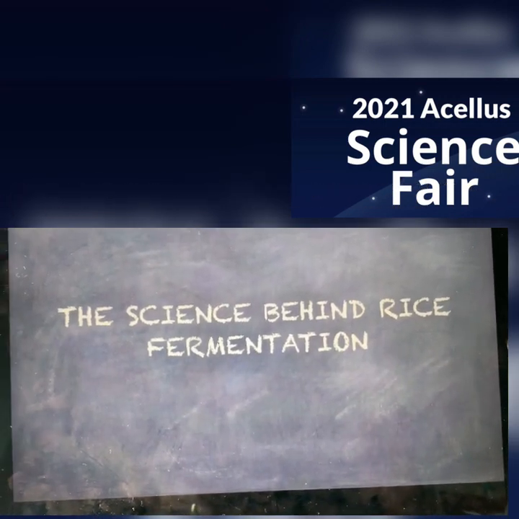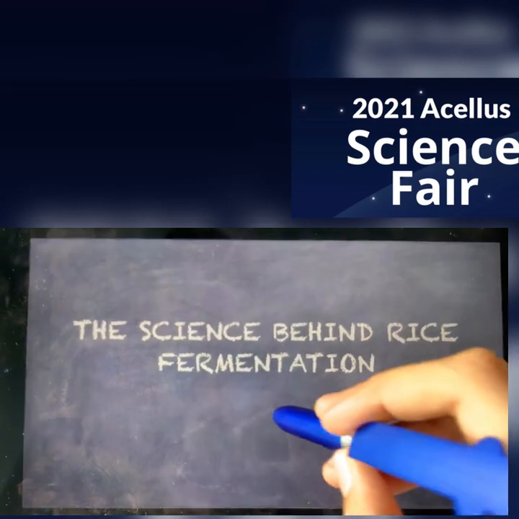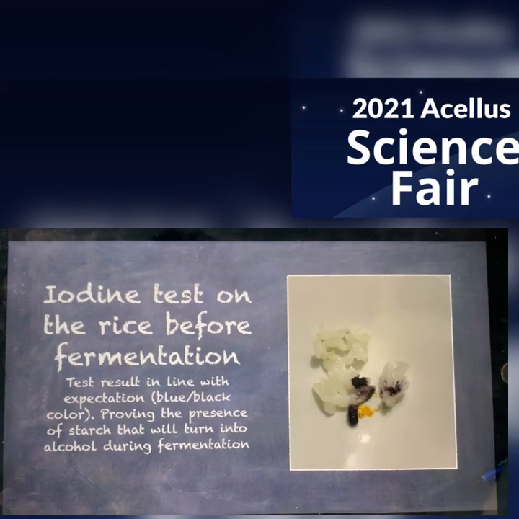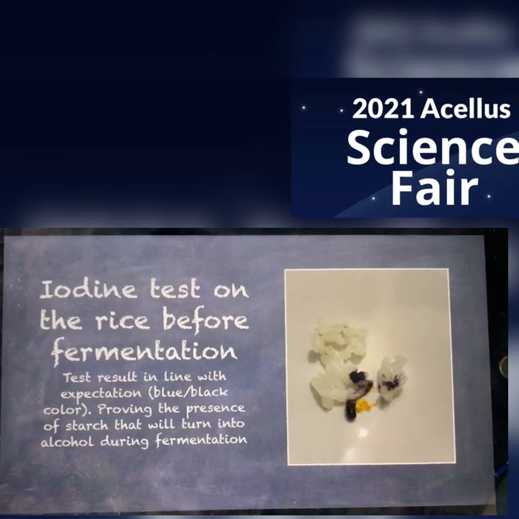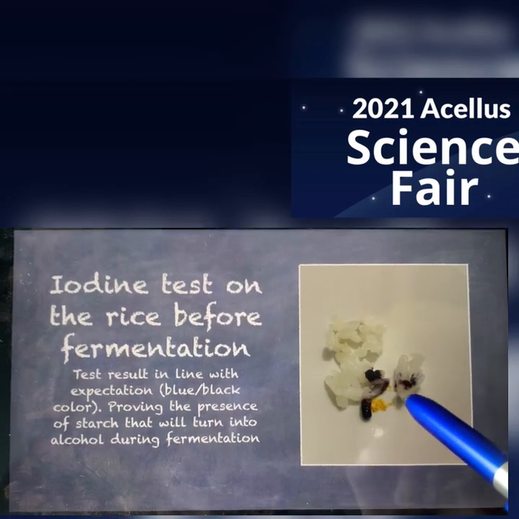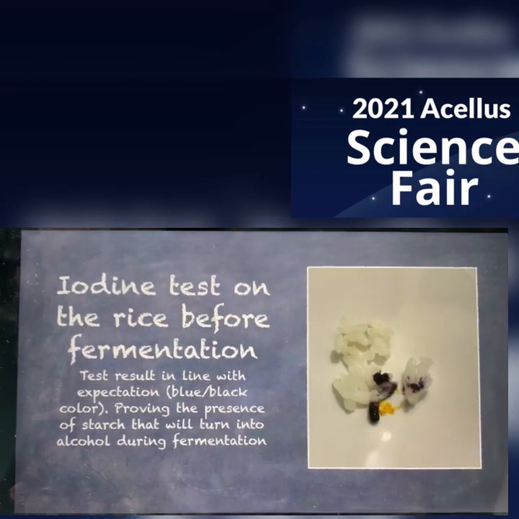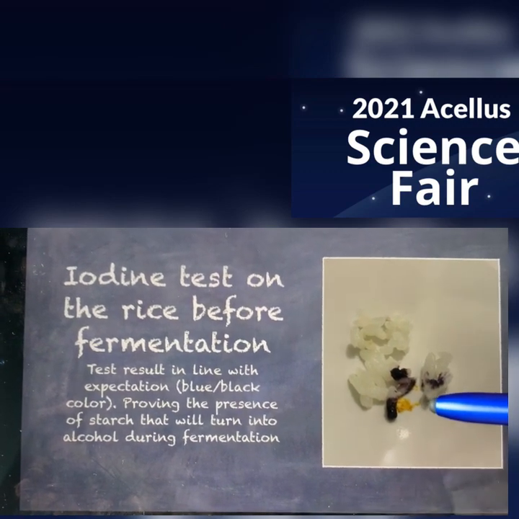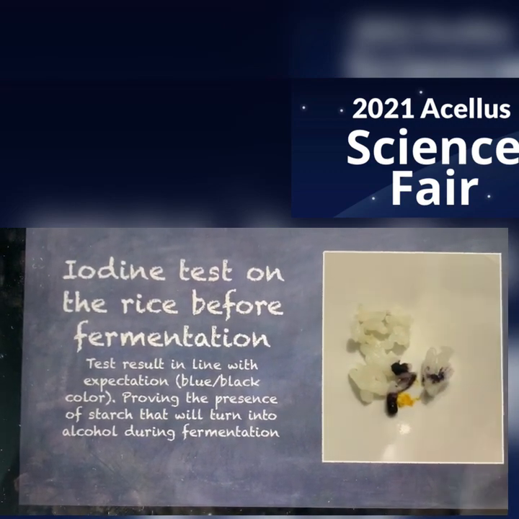So here are the results of my experiment. Let's start with the iodine test. We put drops of iodine on the rice before the fermentation, and as you can see, there's a blue-black color. What does this mean? This proves the presence of starch that will turn into alcohol during fermentation.